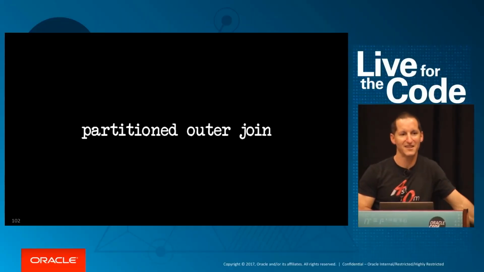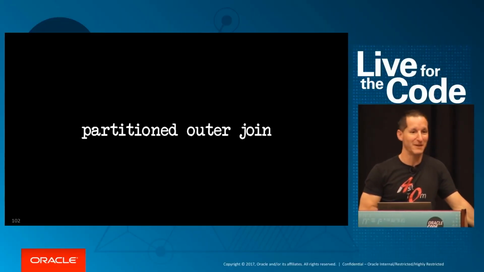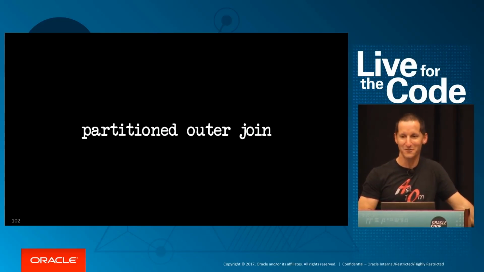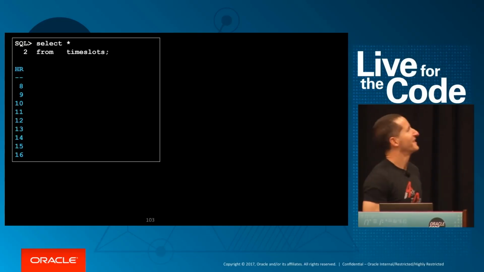A partitioned outer join has actually been around for about 20 years, and I so rarely see them in the wild, I thought we'd talk about it. Okay, we have a table called time slots. You just have to trust me.